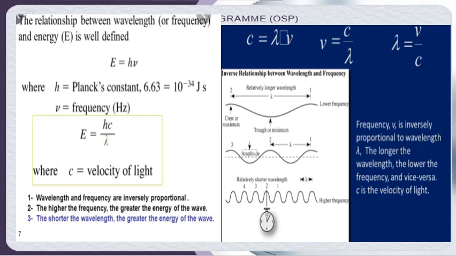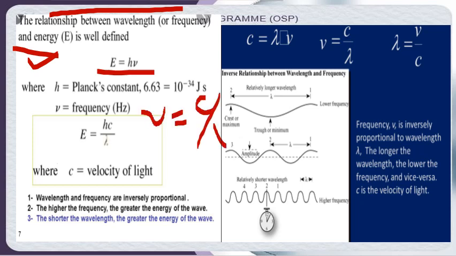The first one is showing you the relationship between wavelength and energy. This is given by E = hν, and ν = c/λ. So by putting this value, E = hc/λ, you can see E and λ are inversely related to each other.